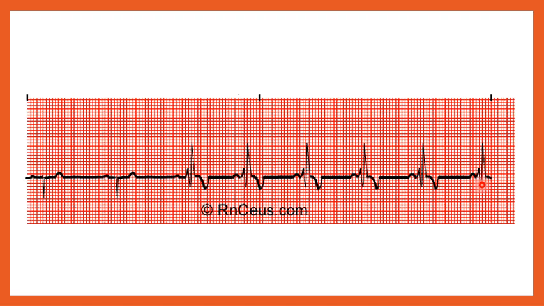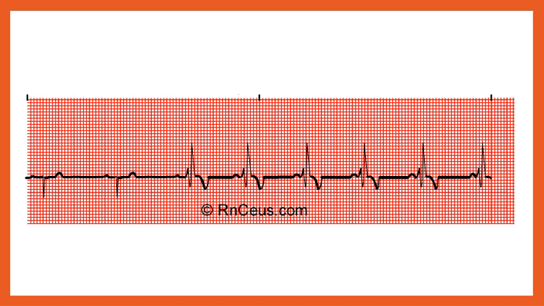But now in V1, which is the lead that we're looking at here, we see an RSR prime configuration, RSR prime. We also see the T wave tip over, which is a right ventricular strain pattern. And so RSR prime in V1, this patient is in sinus with a what? Rate-related right bundle branch block.